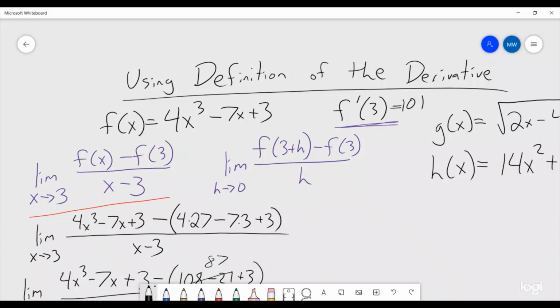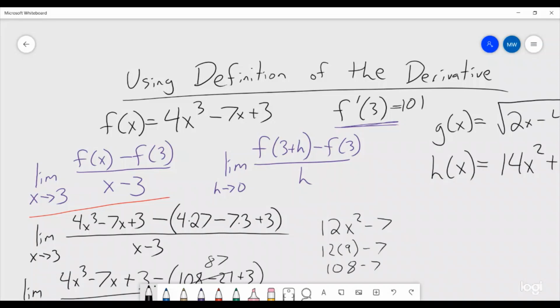Now, what we could do is also check to see whether this agrees with what would happen if we were to take the derivative and then plug in 3. Taking the derivative using just the power rule, that would give us 12x squared minus 7. If we then plug in 3, that becomes 12 times 9 minus 7, which is 108 minus 7, which is 101.